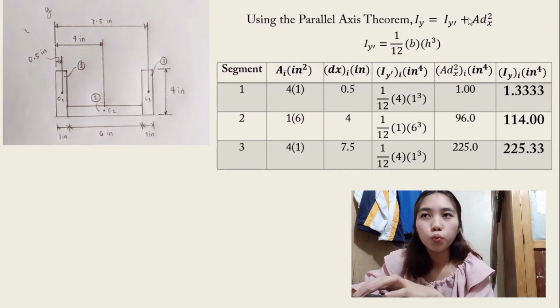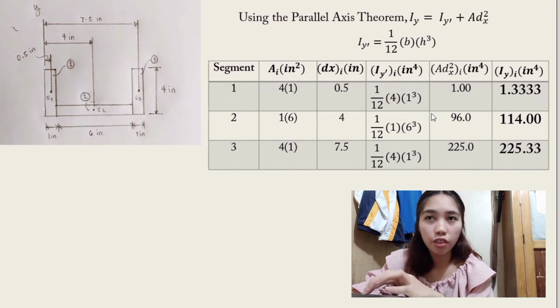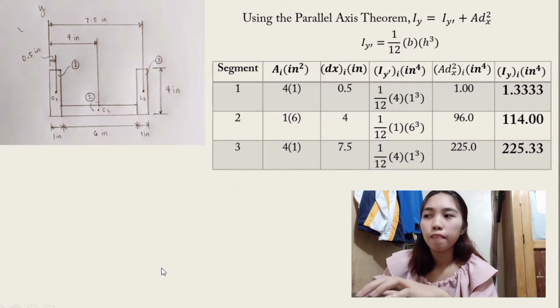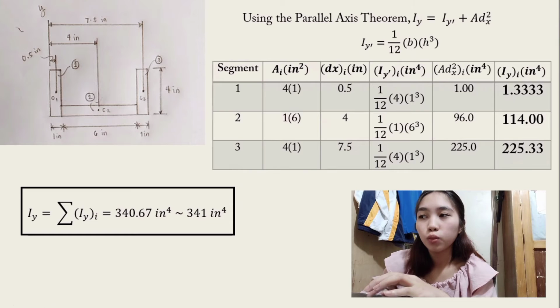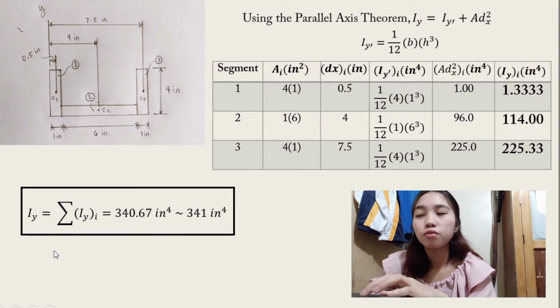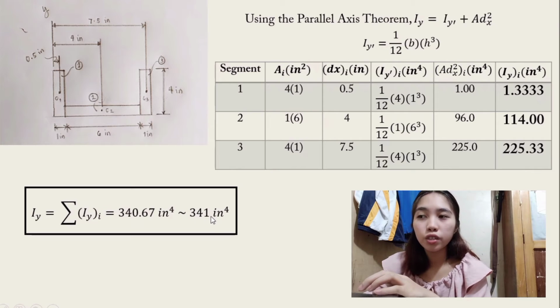Then for the moment of inertia about the y-axis, we use the formula Iy equals Iy prime plus A dx squared. So we just add both, and then we got 1.33, 114, and then 225.33. Therefore, the moment of inertia about the y-axis is the summation of the moments of inertia, which is equal to 341 inches to the fourth.